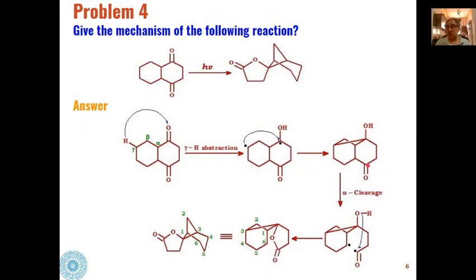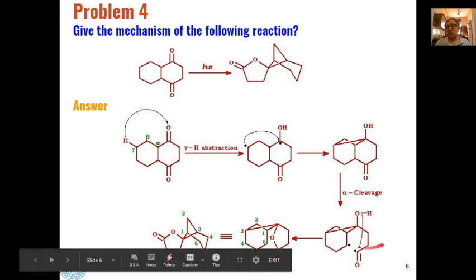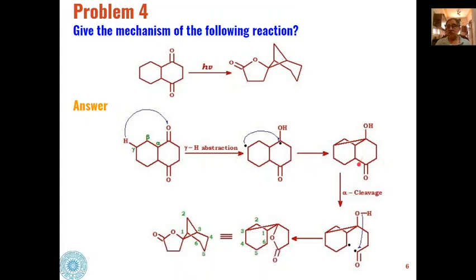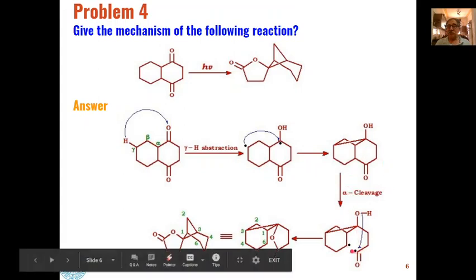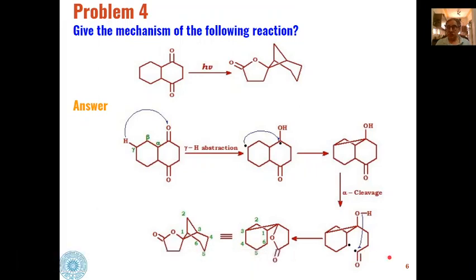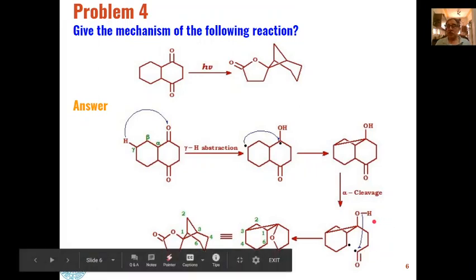And then in the second case, alpha cleavage will take place at this carbon bond, because this will lead to the formation of a more stable radical in preference to cleavage of this, because this will give a primary free radical, whereas this will be a secondary free radical which is more stable. So alpha cleavage of this bond will lead to the formation of this biradical, and then intramolecular hydrogen abstraction will take place.